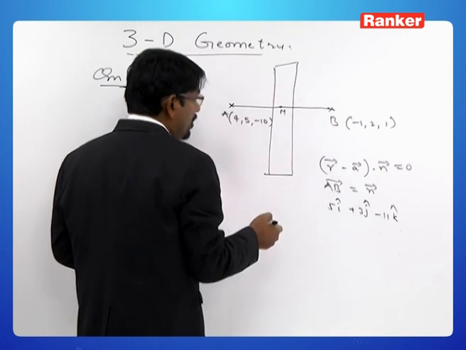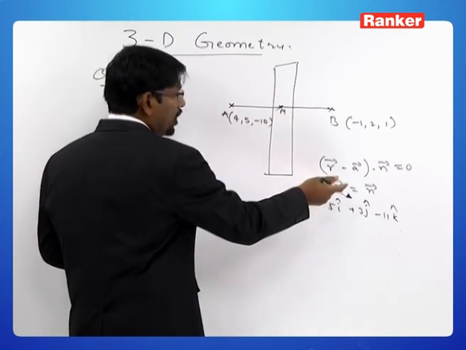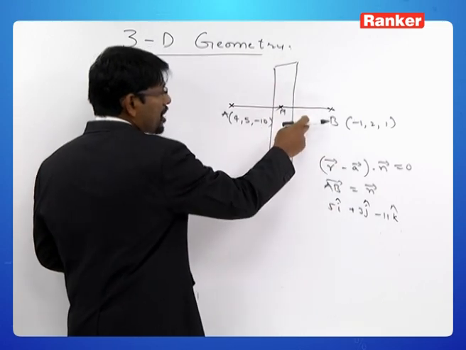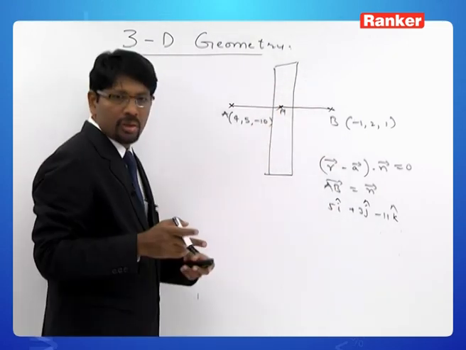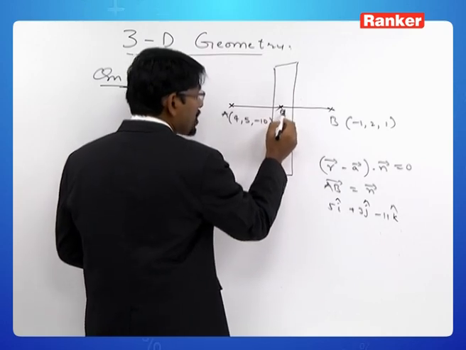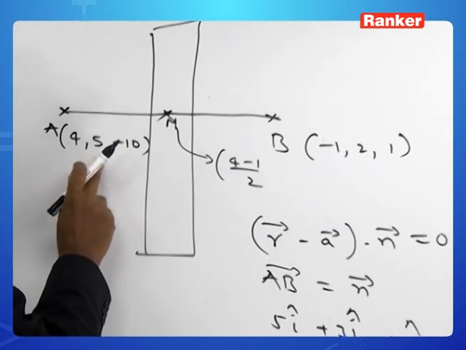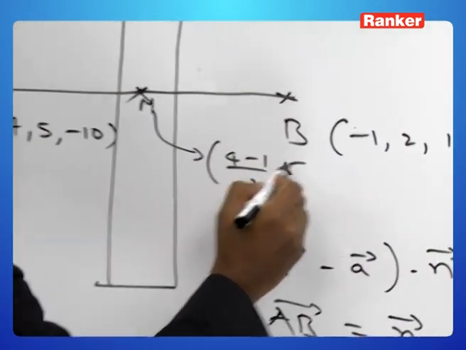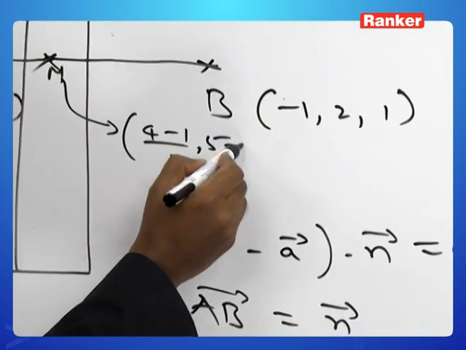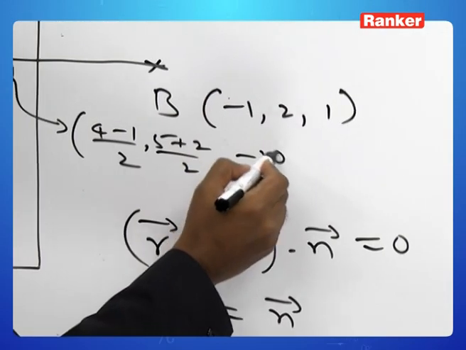R bar minus A bar, what is the midpoint? The midpoint of the segment is a point on the plane. So what is that? This M we can take as 4 minus 1 by 2, 5 plus 2 by 2, comma minus 10 plus 1 by 2.